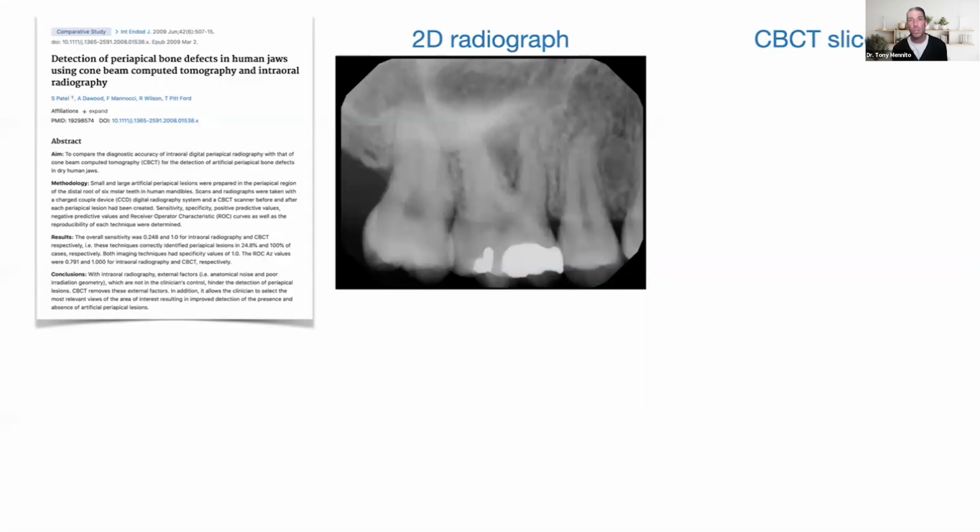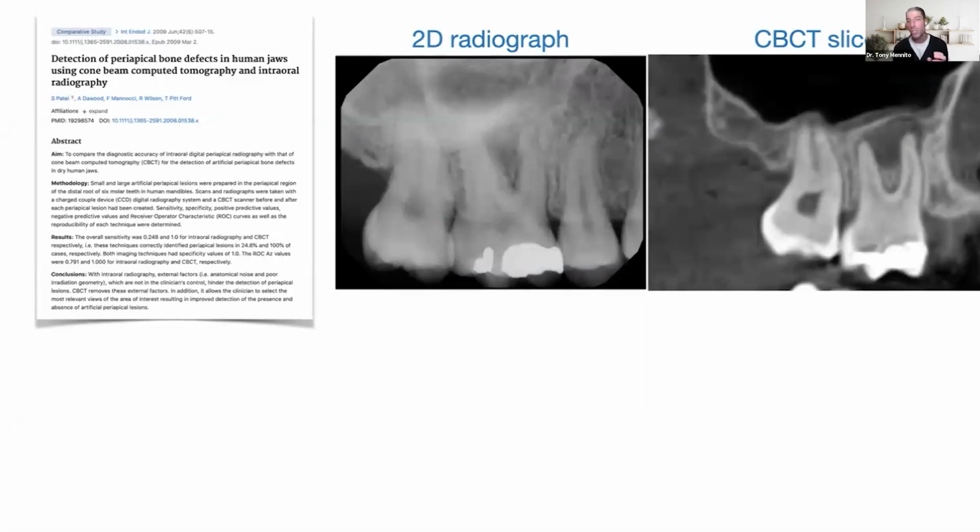And there have been some studies comparing what you can diagnose off a 2D X-ray versus what you can diagnose off a CBCT. What they found is that if you see something on a 2D X-ray, you might think, that looks a little bit suspicious. But when you see it on a CBCT, there is no doubt that there is an issue, right? A periapical radiolucency that we can easily read. And I've found that to be the case time and time again.